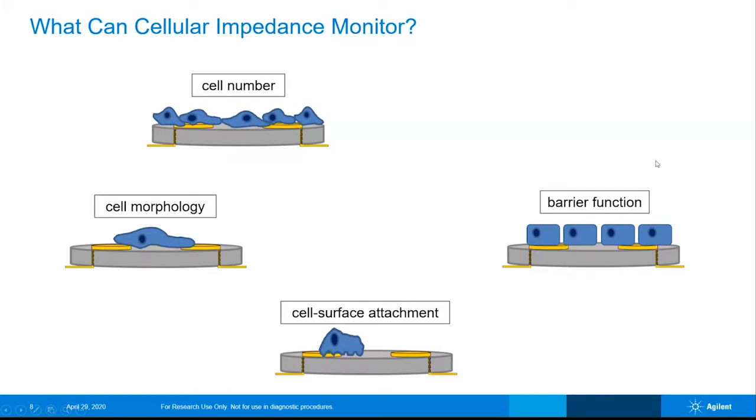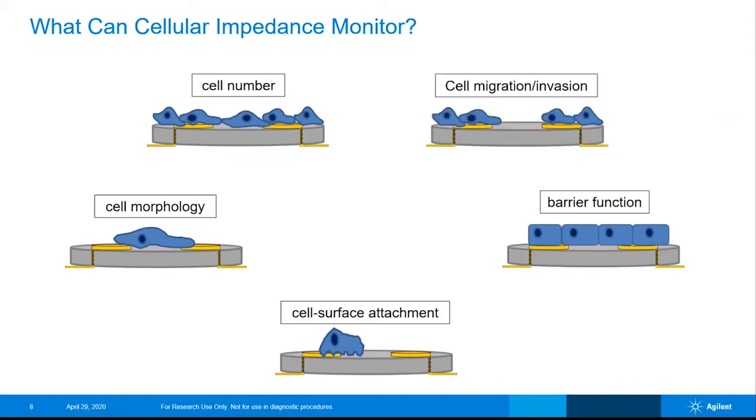Another thing that we can measure are changes in barrier function. If you happen to be using a type of cell that forms tight junctions between neighbors, that has a big impact on the uniformity of this insulating layer of cells. And so as you go from cells that are not touching their neighbors to cells that have formed tight junctions, again, that has a big impact on the flow of current.